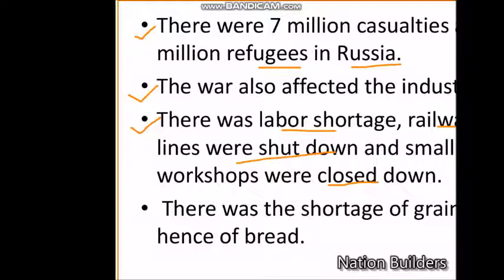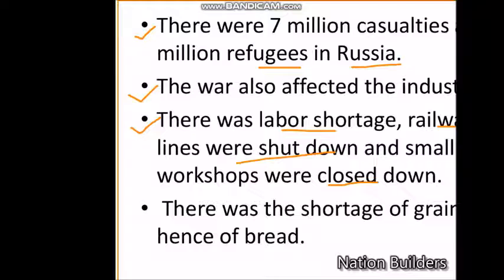By 1916, railway lines began to break down, so transportation slowed. Able-bodied men were called up to the war. The people whose health was good were called for the war. Because of that, a labor shortage took place, and small workshops producing essentials were shut down. This was in the industries.